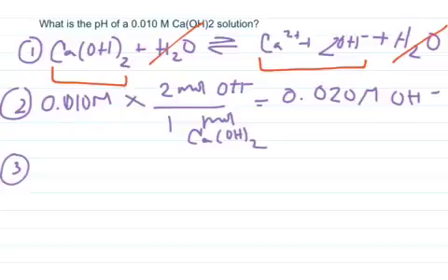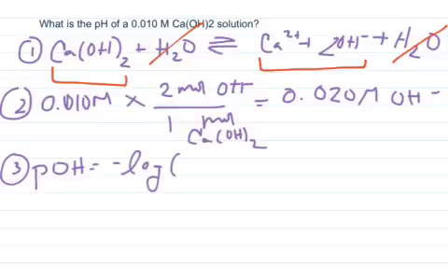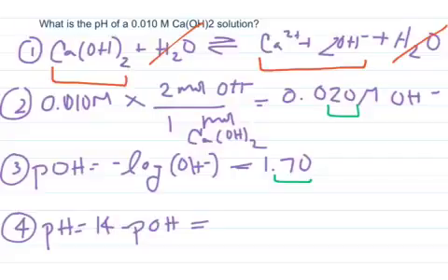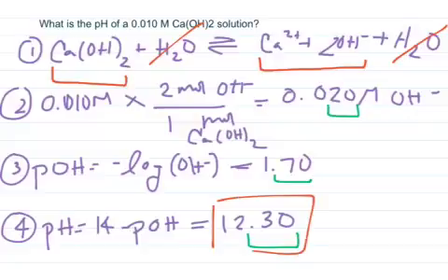Now from there, we can find the pOH. We're going to take the negative log of that OH minus, and we're going to get 1.70. Now, why do I have 2 sig figs after the decimal point? It's because I have 2 sig figs in my molarity. Next step, we're trying to find the pH. So pH is equal to 14 minus pOH, which gives us 12.30. Again, you need to have 2 significant figures after the decimal point, and this is our answer.